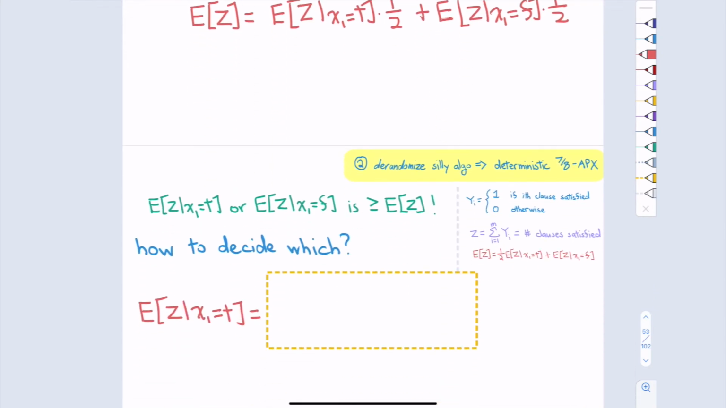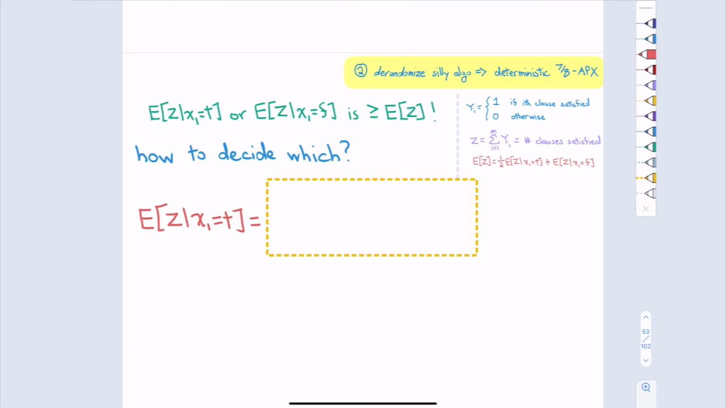So the next question is, how do we figure out which one? How can I figure out whether setting true or setting false is the one that will give me the average? One idea is to count the number of clauses where x1 appears as positive and where it appears negated. Setting x1 to true will immediately satisfy some clauses, and I can count that up. The other choice will immediately not satisfy some clauses, and I can count that up.